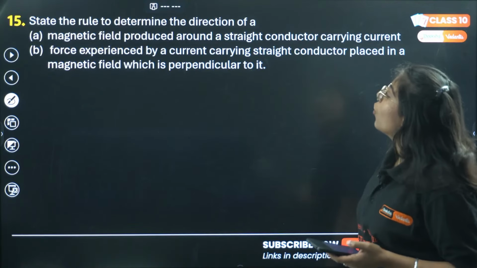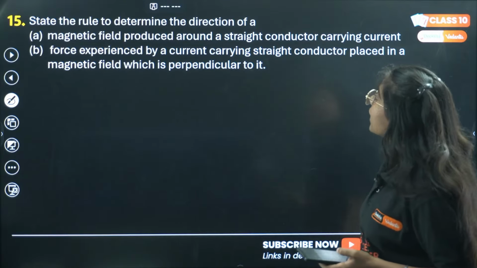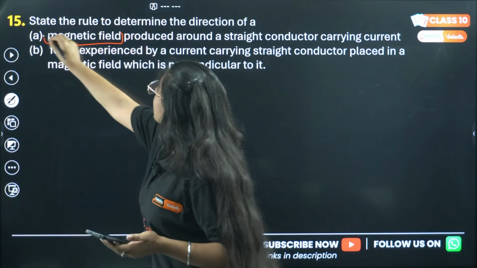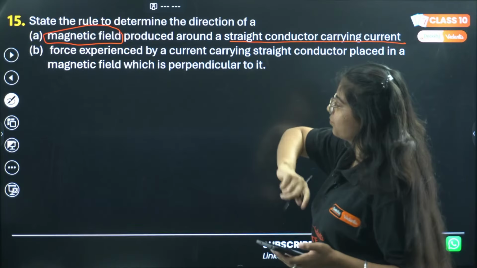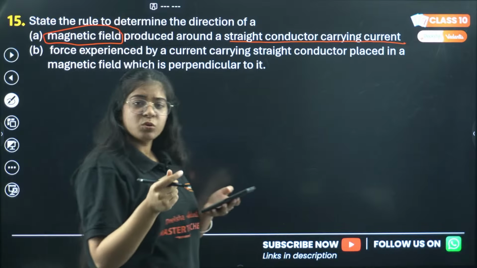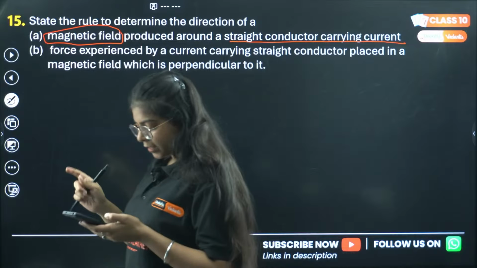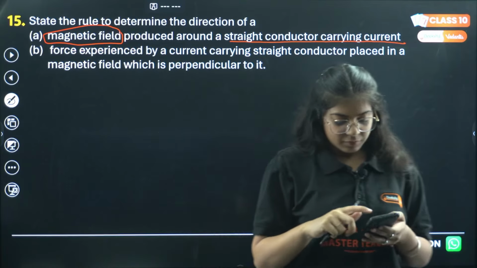State the rule. Oh, this is good. You just have to state the rule to determine the direction of a magnetic field produced around a straight current carrying conductor. First, yes, right hand thumb rule was right. It was right hand thumb rule.